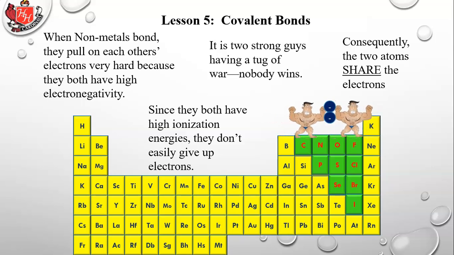Here you have two strong guys, two nonmetals. They're both very strong. They both want to take the electron away from the other, but they can't. So they have that tug of war, but nobody wins. So as you can see what's going on there, they're sharing the electrons.